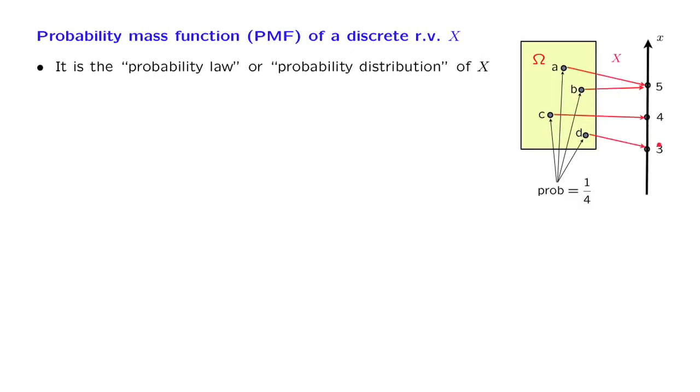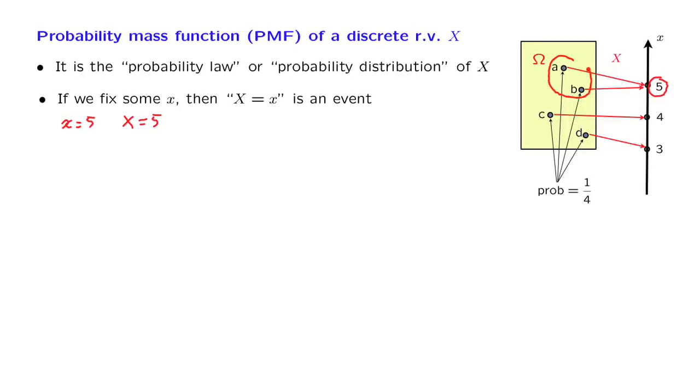The random variable capital X can take one of 3 possible values, namely 3, 4, or 5. Let us focus on one of those numbers, let's say the number 5. So let us focus on little x being equal to 5. We can think of the event that capital X is equal to 5. Which event is this? This is the event that the outcome of the experiment led to the random variable taking a value of 5. So it is this particular event which consists of 2 elements, namely A and B.